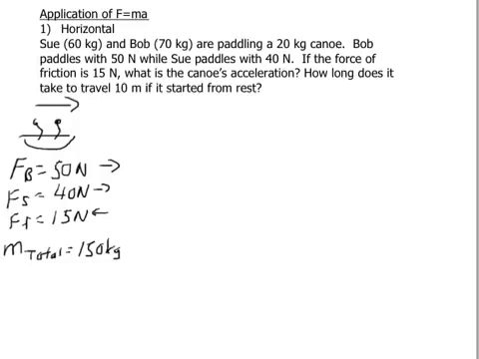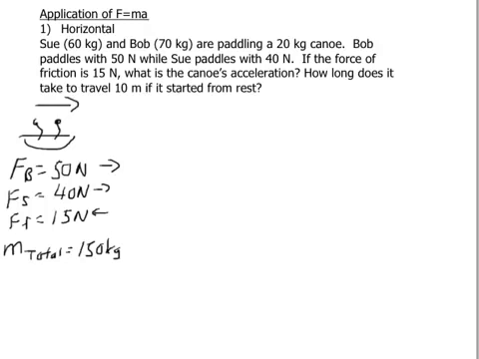Susan and Bob are paddling on a 20-kilogram canoe. Bob paddles with 50 newtons while Sue paddles with 40 newtons. If the force of friction is 15 newtons, what's the canoe's acceleration, and how long does it take to travel 10 meters if it started from rest?